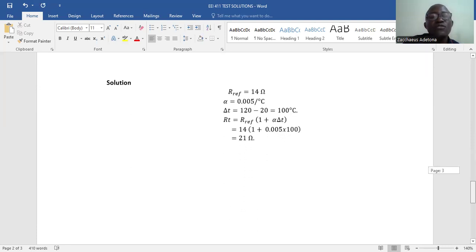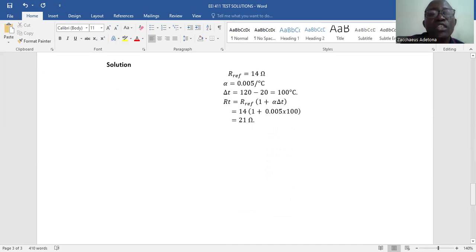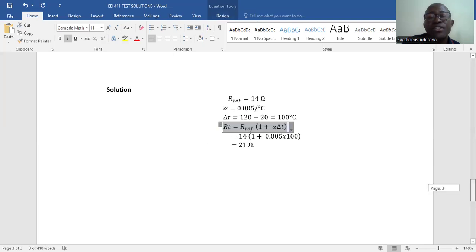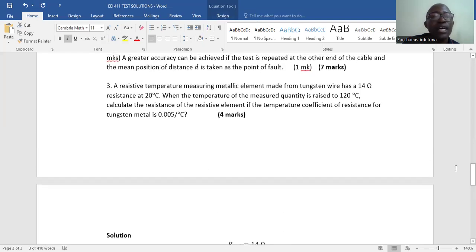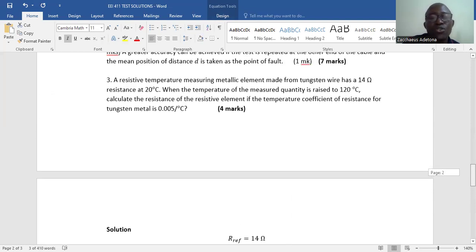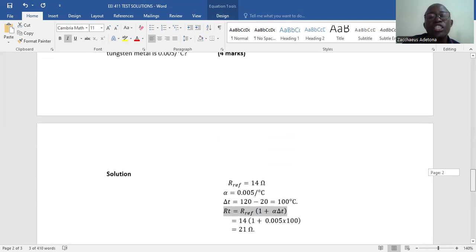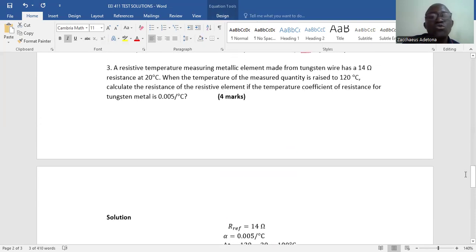Now we have the solution as follows. The formula of interest is right here. R at a particular temperature equals R reference multiplied by brackets 1 plus alpha delta T, where alpha is the temperature coefficient of resistance. So R reference here is the resistance at the reference point, that is at 20 degrees C, and that is 14 ohms. And alpha is given as 0.005 per degree C. So change in temperature will be the difference between 120 and 20 degrees C.